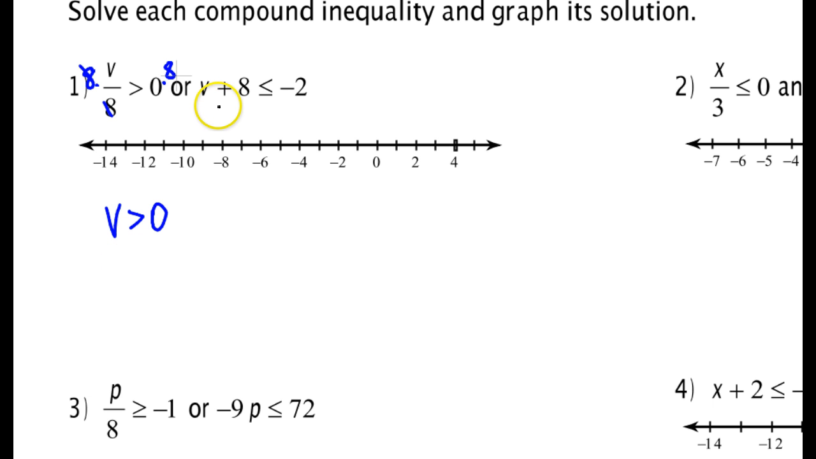And we can solve the next one just the same. It's a plus addition, so we're going to subtract from both sides. We have v is less than or equal to negative 10. And it's the word or. So that means the answers could be one way or another way. When we had the word and, that's when it's really restrictive, and the answers have to fulfill both of our inequalities. Okay.